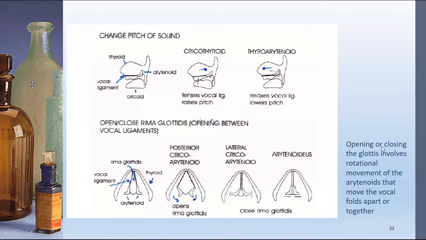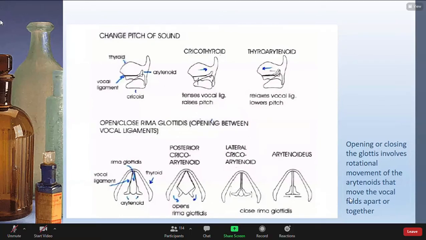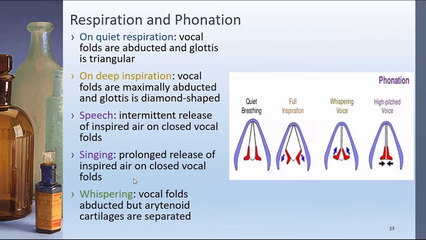Yes, doc. So, opening or closing of the glottis involves rotational movement of the arytenoids, no? So you rotate the arytenoid, you open or close the glottis. This moves the vocal folds apart or together. Now for respiration, you have your four images of the glottis. When quiet breathing, it's like this. The vocal folds are slightly abducted, and the glottis is triangular in shape.